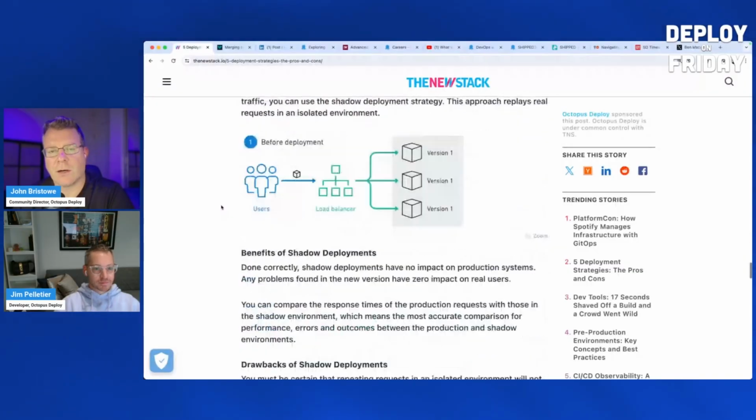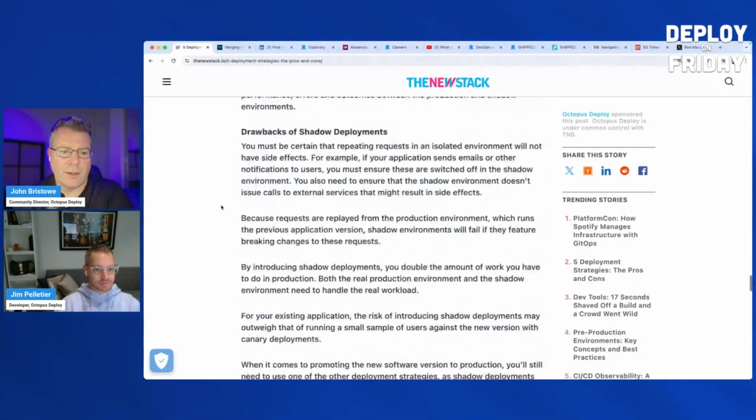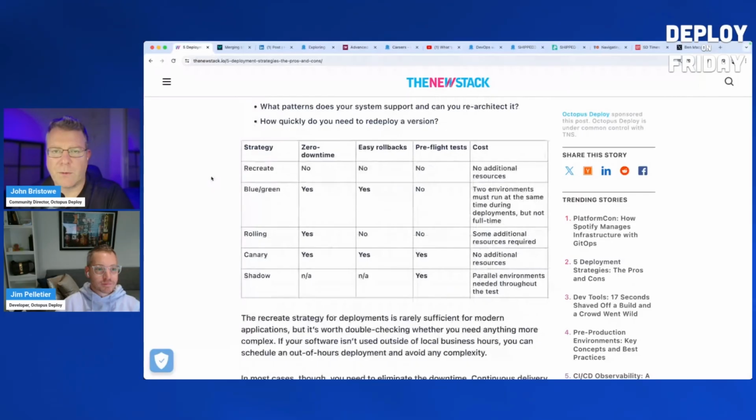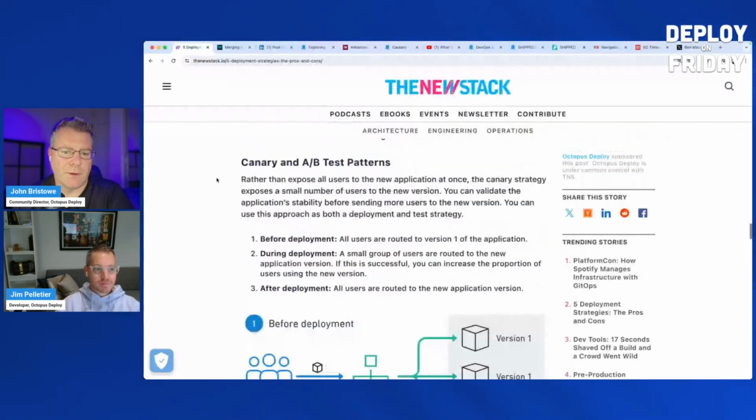This is an excellent article by Steve talking about all these sort of deployment strategies, even breaks it down into a table. So definitely worth checking out. And this is up on the news stack, so feel free to check that out there.